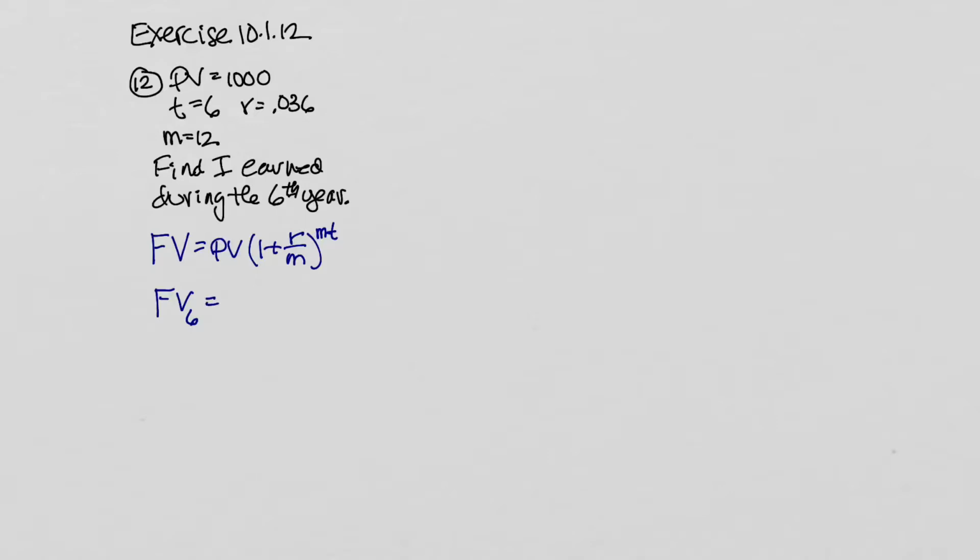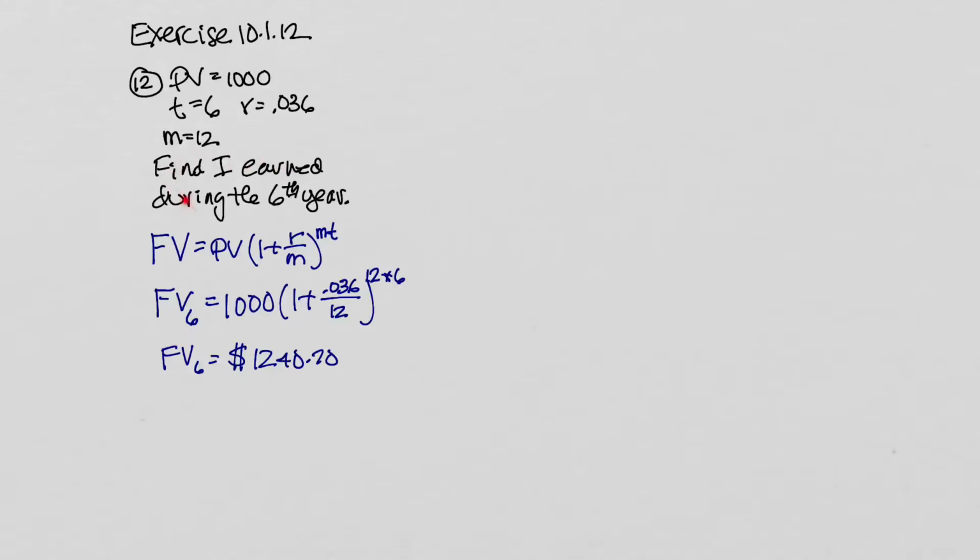And that future value is going to be our initial investment, right? The present value, $1,000, times 1 plus the interest rate, 0.036, divided by 12, compounded monthly, raised to the 12 times 6. And when I computed that, I got the future value after 6 years to be 1240.70. And now what I'm looking for is what is the interest earned?